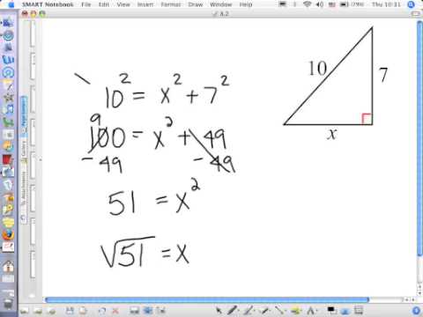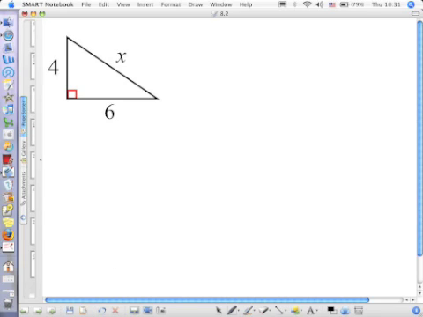Like I said, the most important part is being able to get your C where it goes. After that, it's just algebra. Solve that one. Find X.